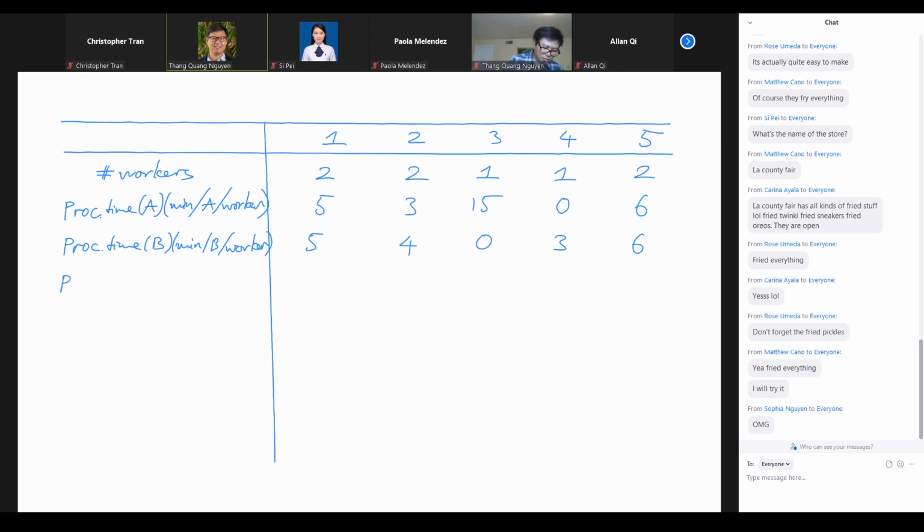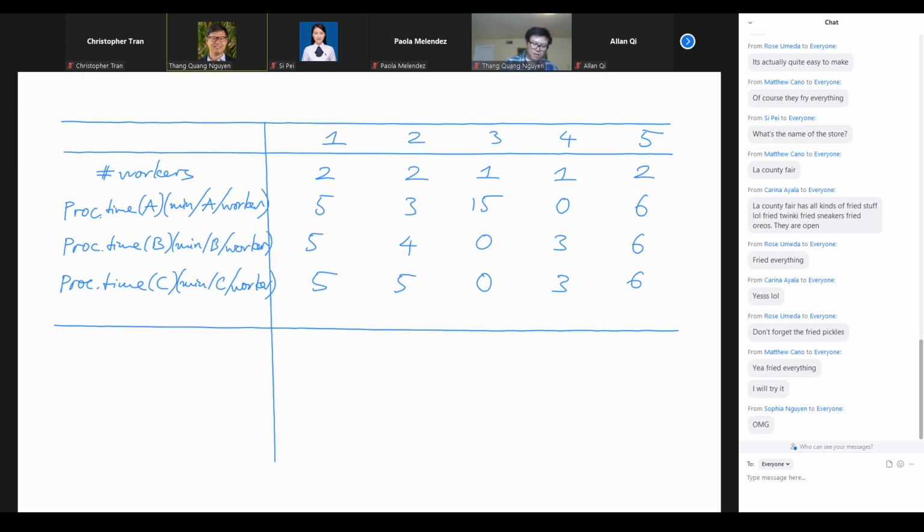And then we talk about the processing time of C in terms of how many minutes per C per worker, right? So we talk about the fries now. The fries will take 5 minutes at station 1. Each one of them takes also 5 minutes at station 2. The fries will not go through the ice cream machine, so that's why we have that 0. That's a skip, and then the fries will spend 3 minutes at station 4 and 6 minutes at station 5. So this is the first part of the table.